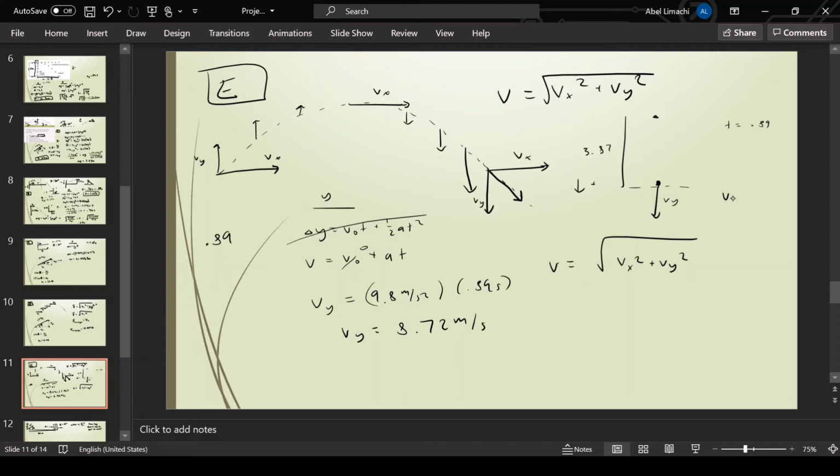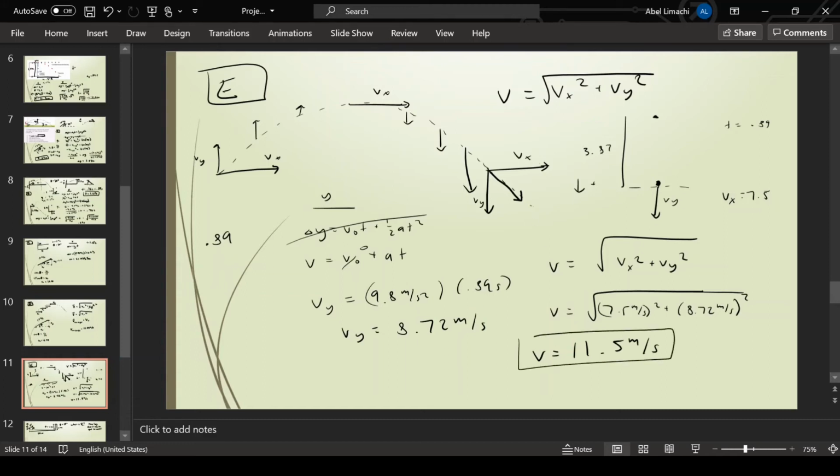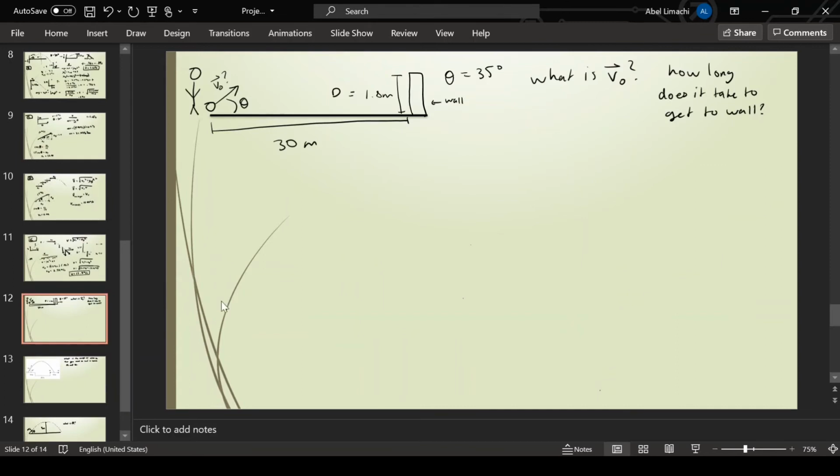Remember that earlier we figured out that Vx is equal to 7.5. So V is equal to the square root of 7.5 meters per second squared plus 8.72 meters per second squared. Finally, to end this second torture problem, we get that the velocity vector whenever the ball hits the ground is equal to 11.5 meters per second right here. Alright. Next torture question.